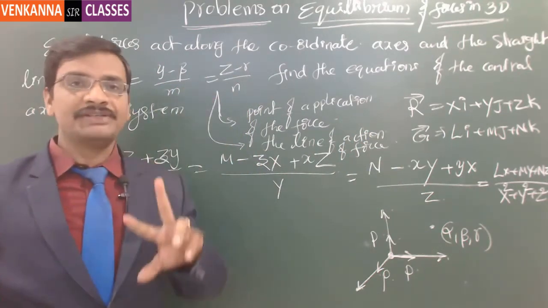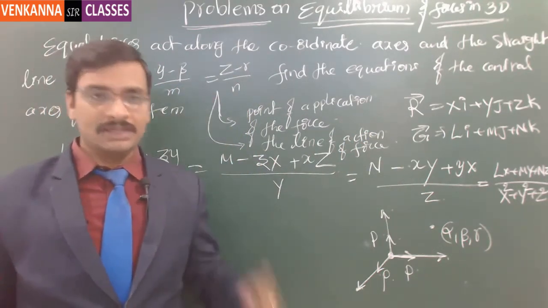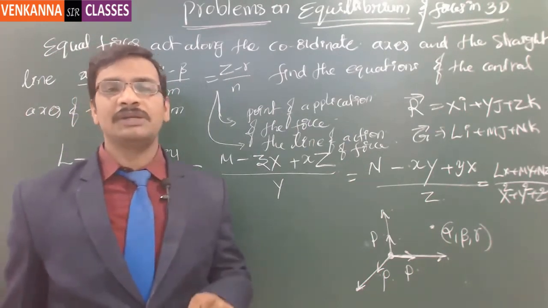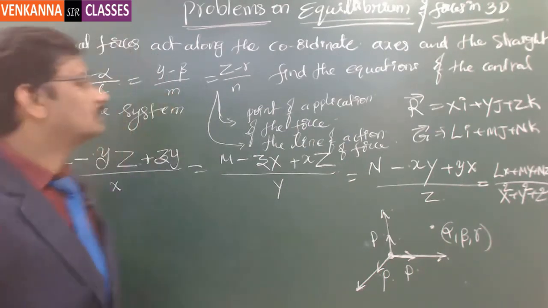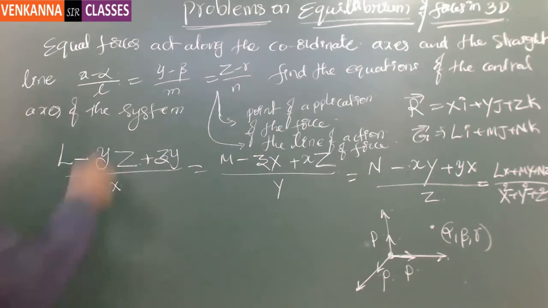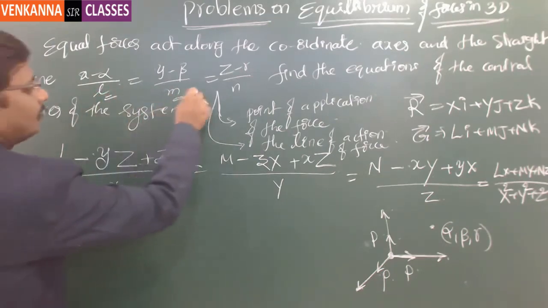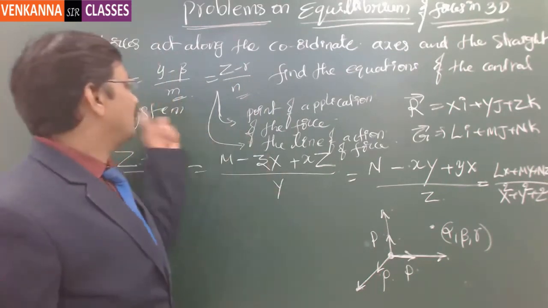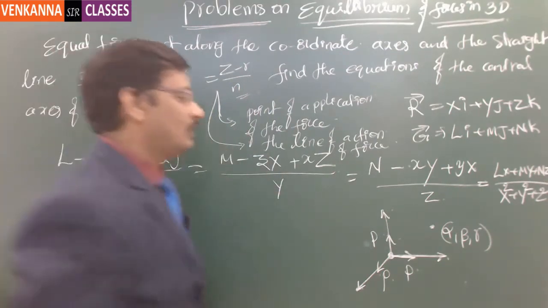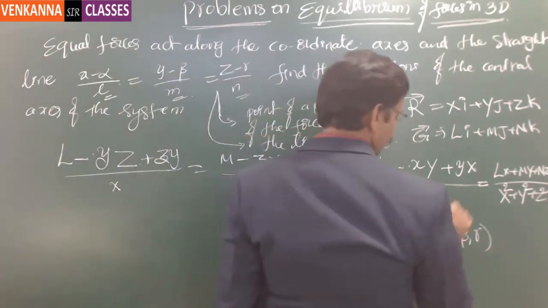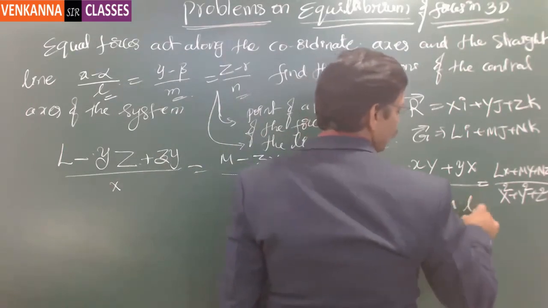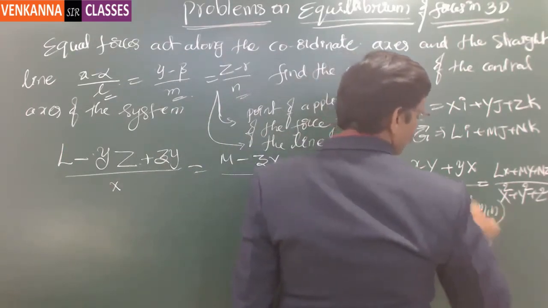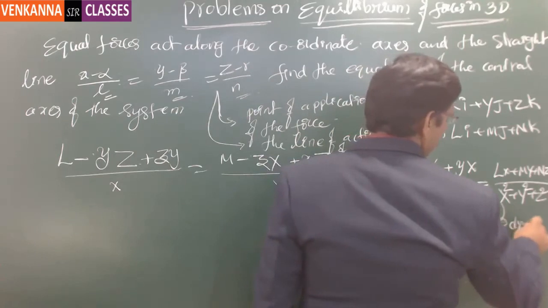The line of action is nothing but the direction of the force. The direction of the force is always given by the directional cosines. The directional cosines are L, M and N. So these are the directional cosines. Now based on these L, M, N values, the direction of the force is going to be dependent on this. So these L, M, N are the directional cosines.